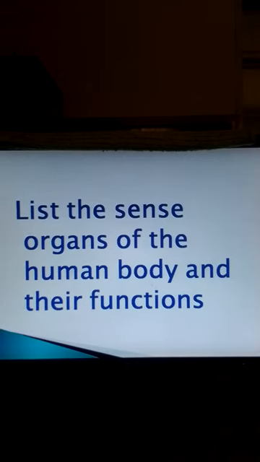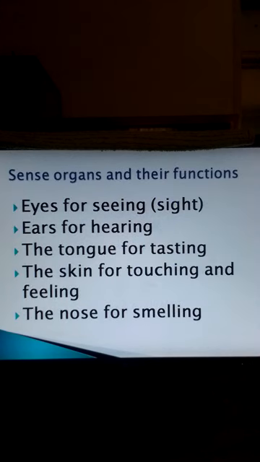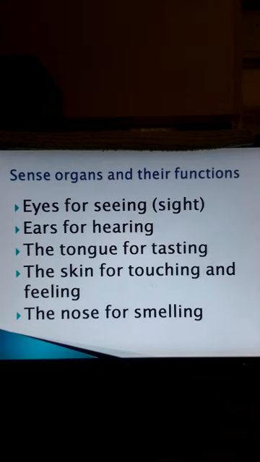List the sense organs of the human body and their functions. The human body has 5 sense organs. List them and their functions. 1. Eyes for seeing or sight. Ears for hearing. The tongue for tasting. The skin for touching and feeling. The nose for smelling.